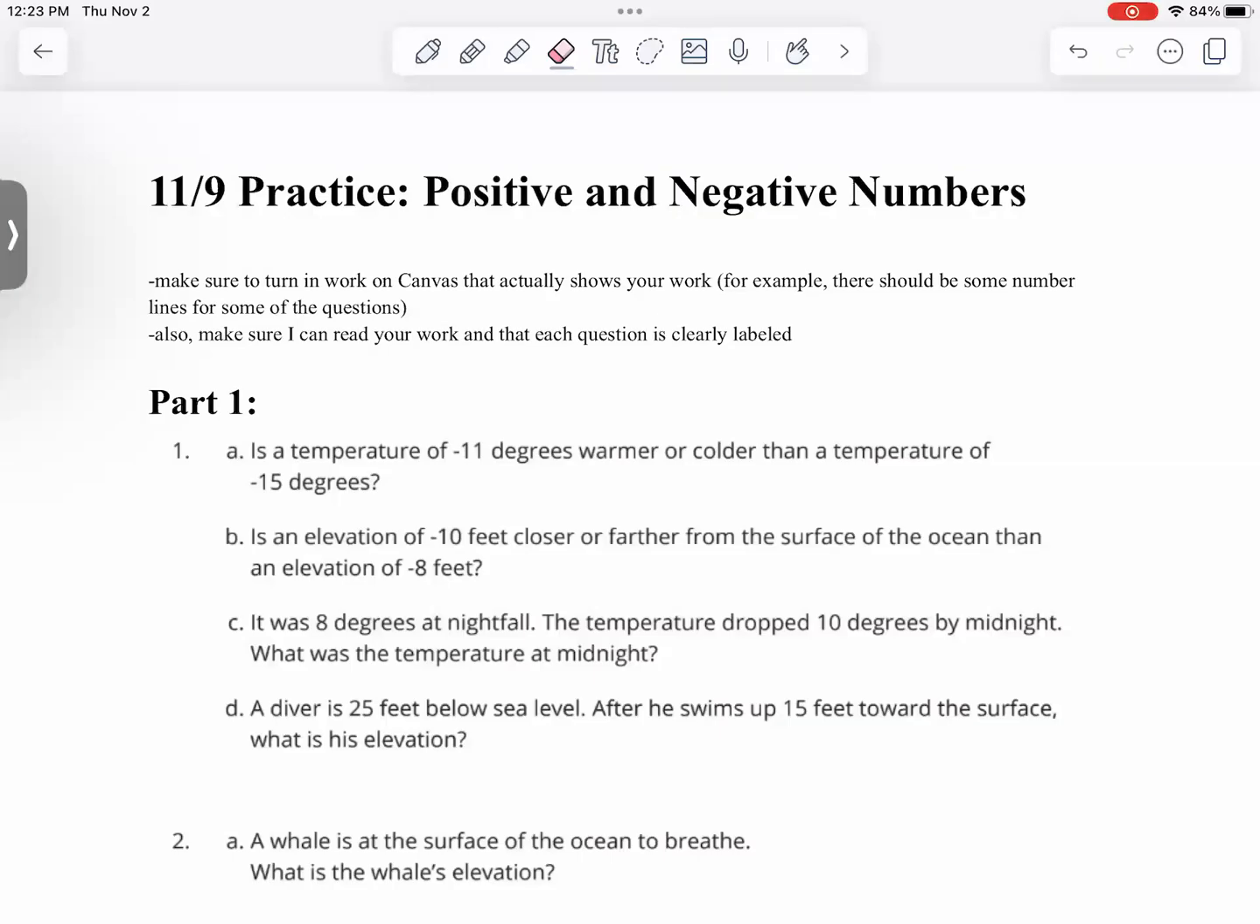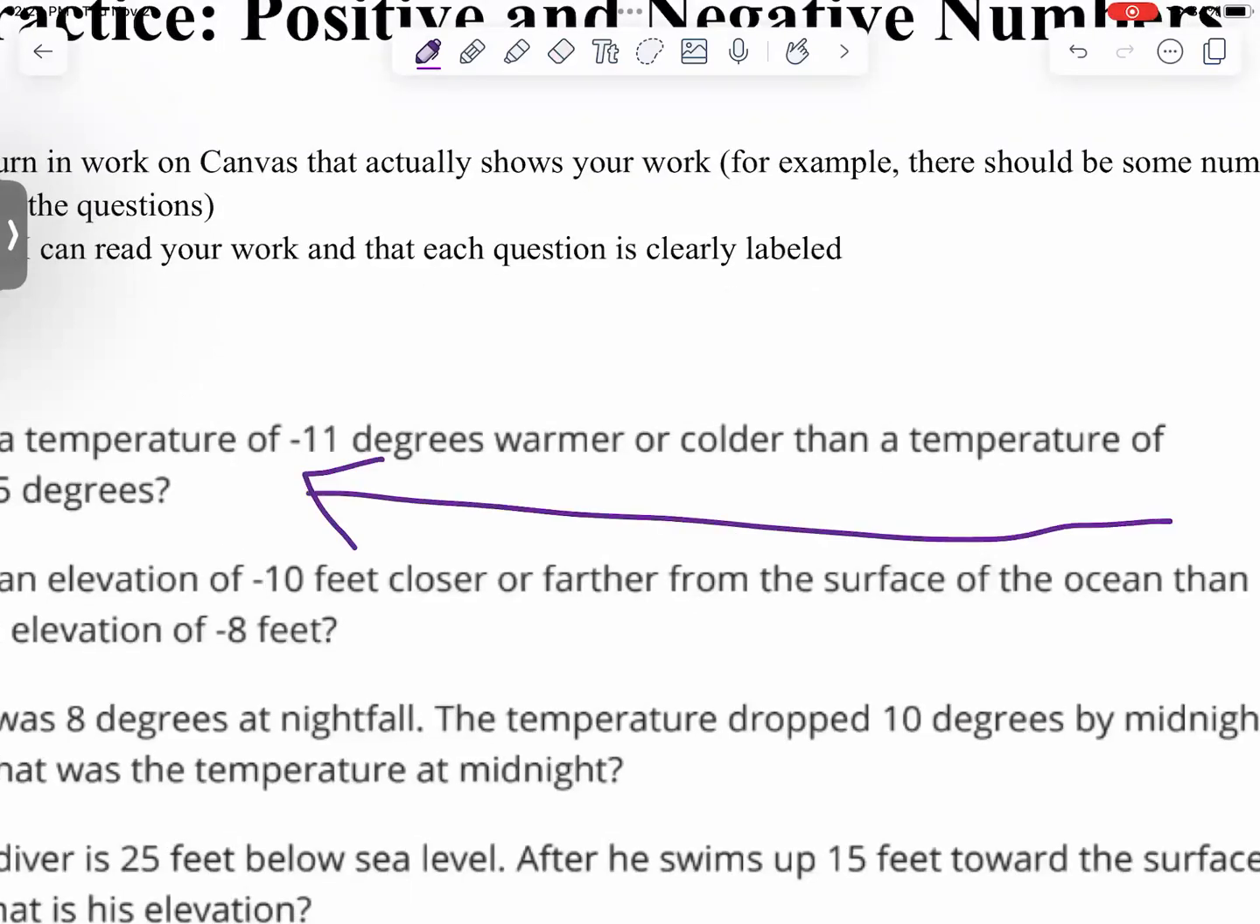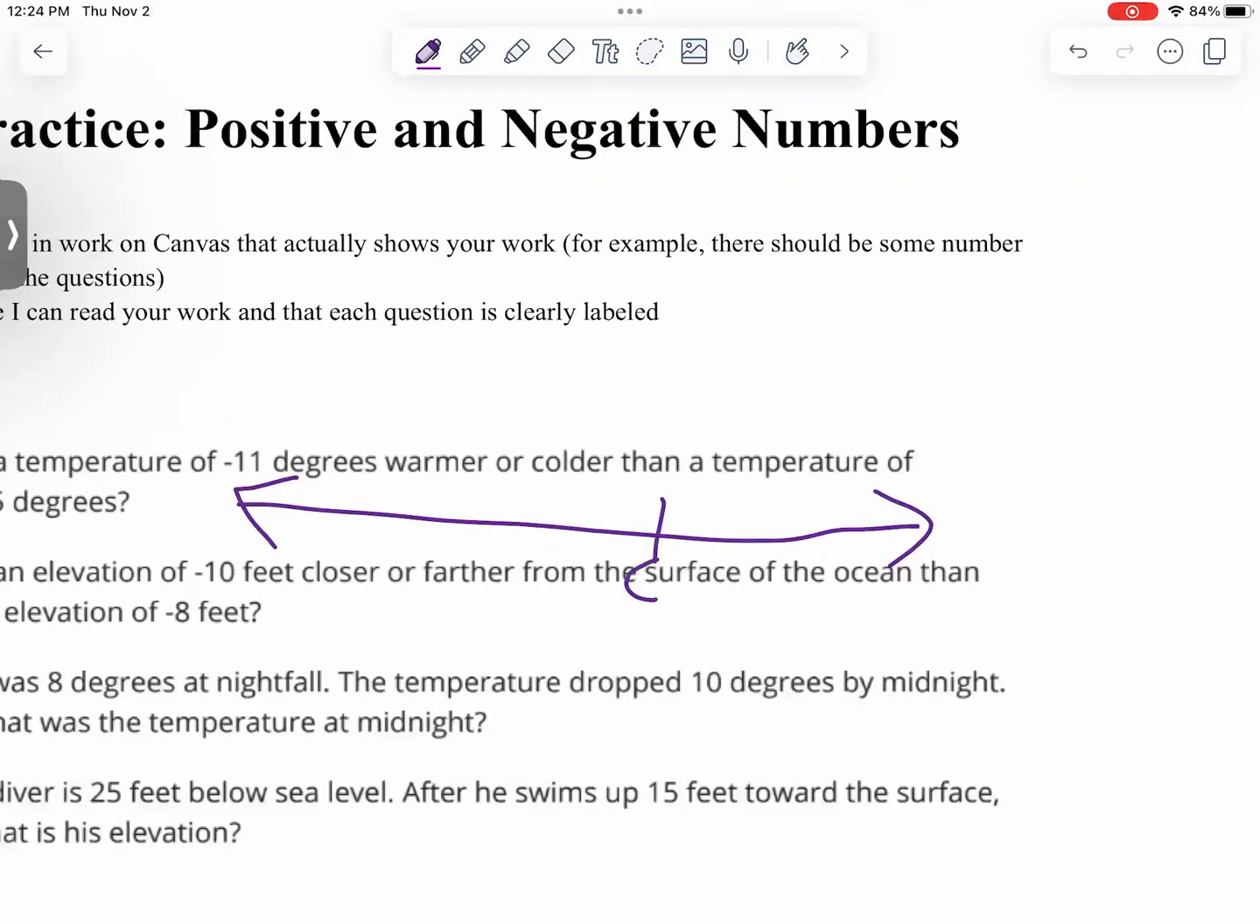All right, so here we're going to go over the 11.9, the practice part. You should have already done the Nearpod. So it's still a little quick practice on the kind of problems you got to be able to do. So the first one is a temperature of negative 11 degrees warmer or colder than negative 15. For all of these, I think having just a quick number line helps. It doesn't have to be super awesome or anything, but just kind of jotting it out like this.